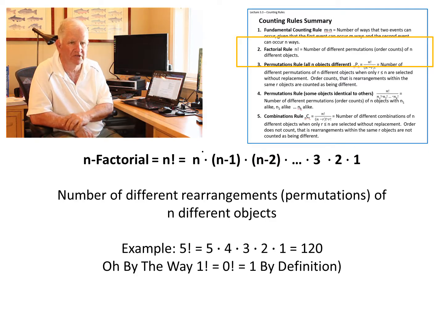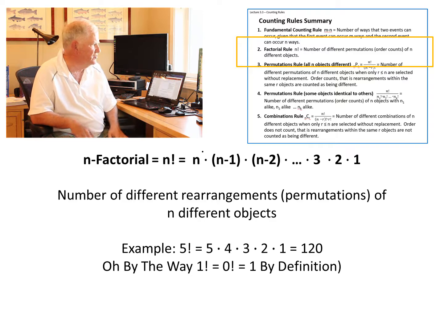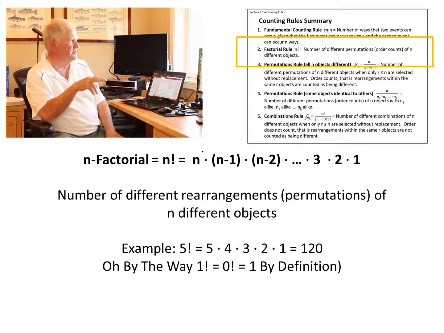5 factorial is 120. It's really just a shorthand for these rules that are coming up, and you'll understand that in just a second. Oh, by the way, 1 factorial and 0 factorial, they're both 1 by definition. Don't ask, just believe. And why is this important?